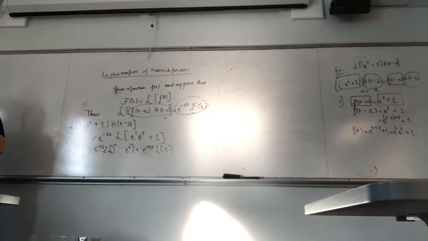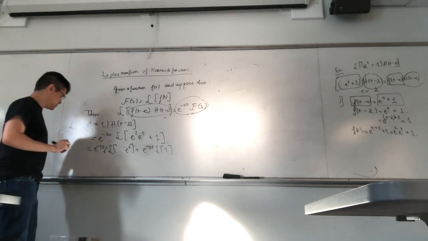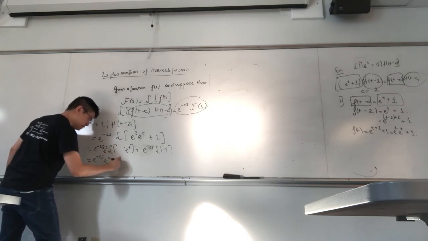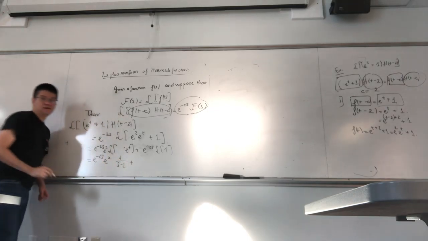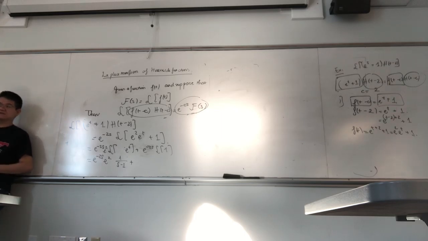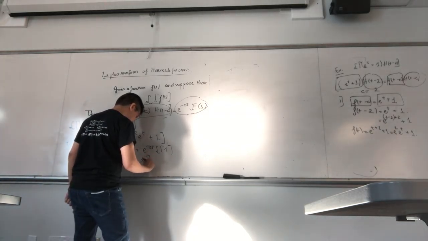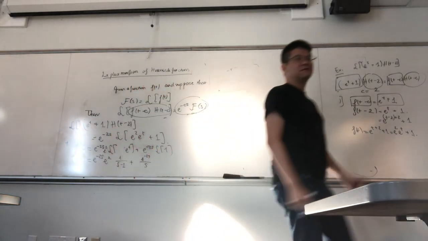What is the Laplace transform of e to the t? 1 over s minus 1. So this gives you e to the power minus 2s, e squared, 1 over s minus 1. What is the Laplace transform of 1? 1 over s. So this gives me e to the power minus 2s over s. Right? Questions?